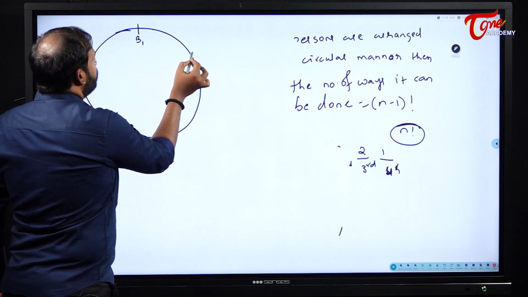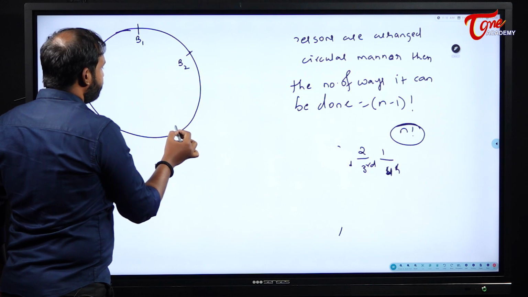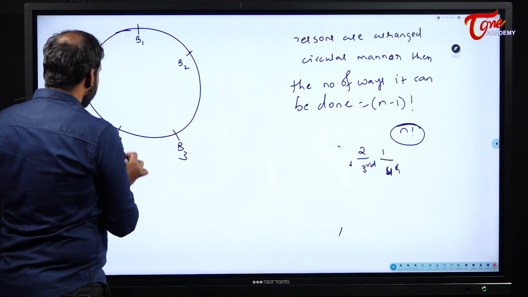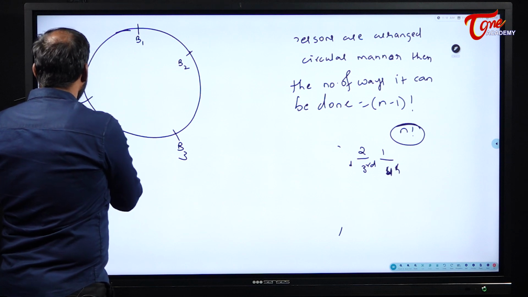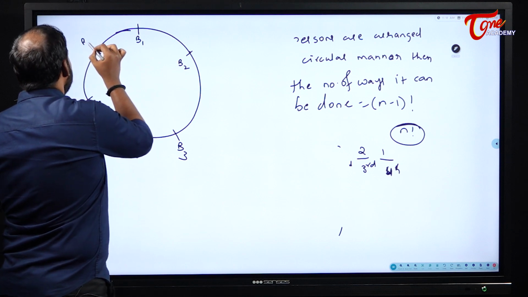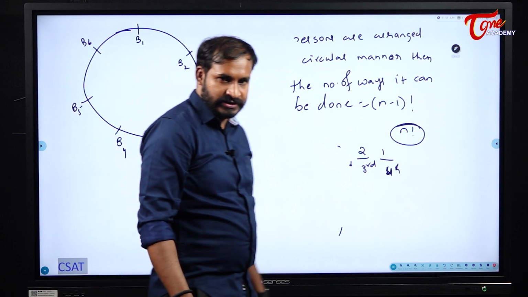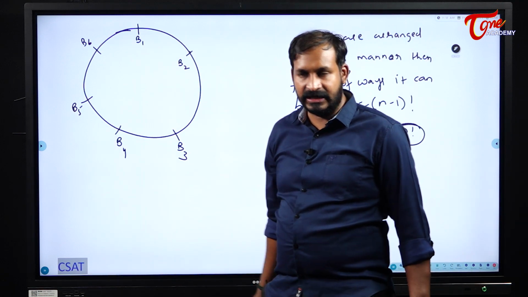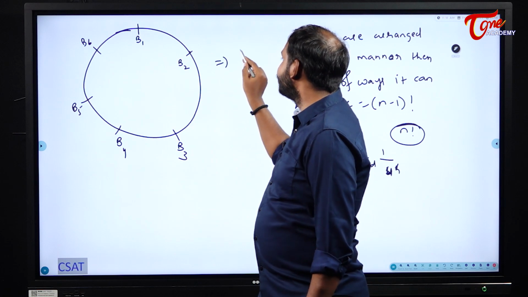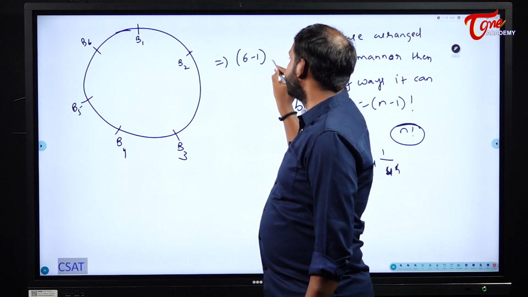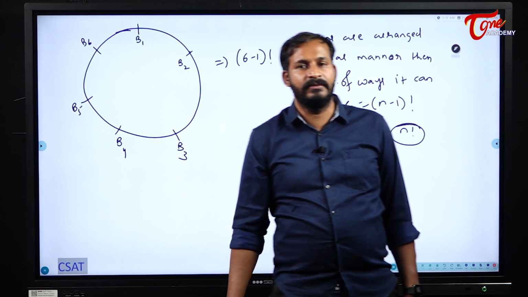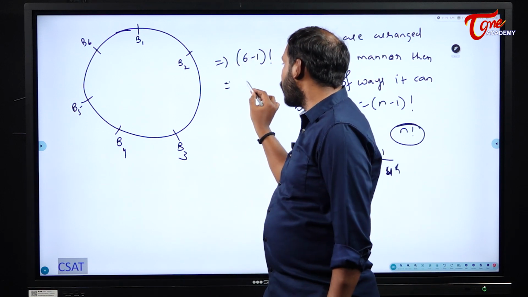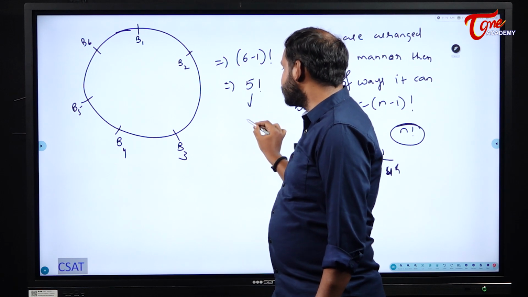Boy 1, boy 2, boy 3, boy 4, boy 5, boy 6. I need to arrange all the 6 boys. So to arrange these 6 people in a circle, in how many ways can I arrange them? 6 minus 1 factorial. Just now I told you how you arrange n people in a circle: n minus 1 factorial. That means I can arrange the boys in 5 factorial ways. These are boys.